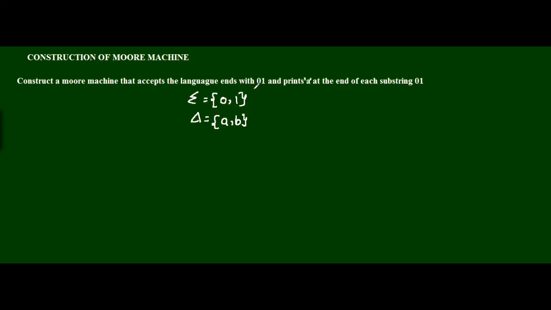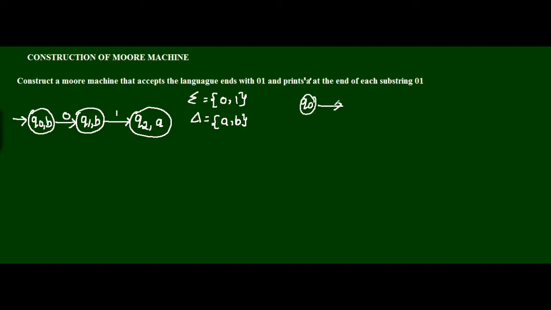First I am going to draw for this input 01. Let me take 3 states. If input is 0, next state is Q1. If input is 1, next state is Q2. In the question it is mentioned over here, the language should always end with 01, and whenever it ends with 01, it should print A. So I am going to give output as A here, and in the remaining states I am going to give output as B. So if you check this, Q0, if input is 0, next state is Q1, and if input is 1, next state is Q2, and the output for this is B.